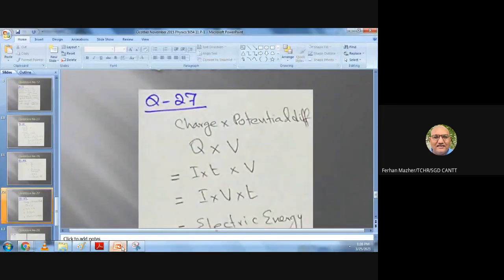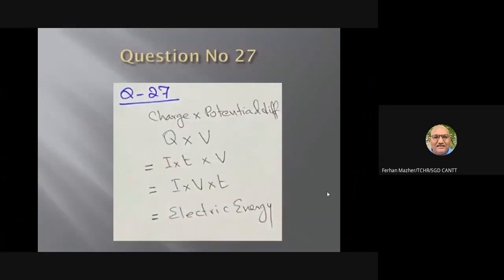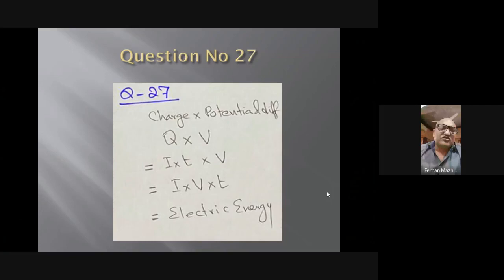It's not easy. Okay, so he's talking about charge multiplied with the potential difference. So charge is Q and the potential difference is V. According to the equation of the current, I equals Q divided by T, the famous formula. If I make the Q alone, it will be I multiply T. So in the place of this Q, I will put I multiply T multiply V. So a little rearrangement: IVT. You remember IVT? That is electric energy.